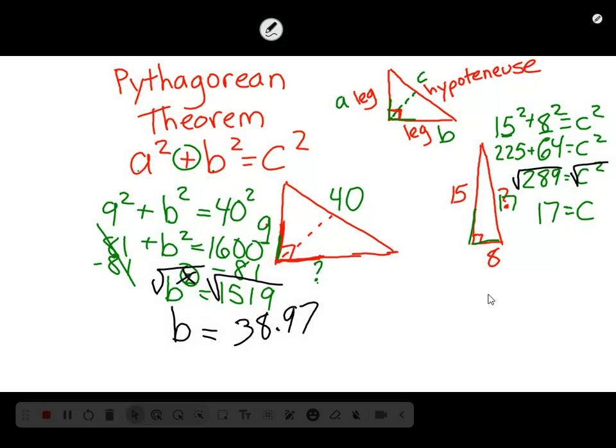Does that make sense, how we find those missing sides? If it's the hypotenuse, that c that's missing, it's easy. We just have to add the a and the b squares together and find its square root.